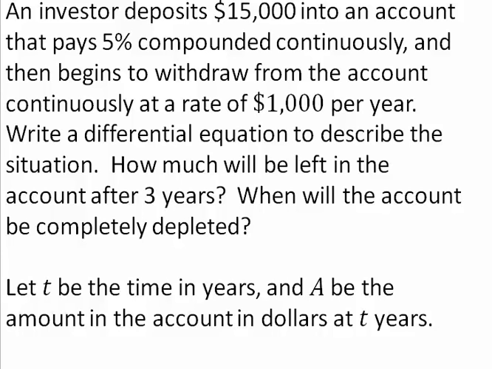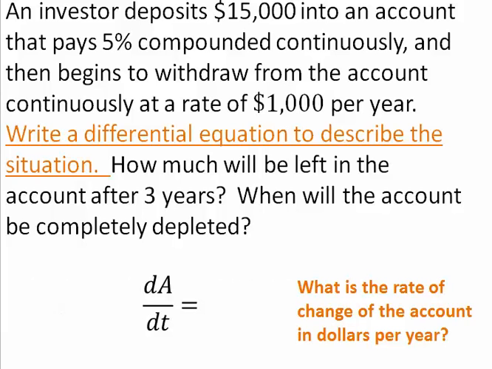Let t be the time in years. Let A be the amount in the account in dollars. We're looking for dA/dt, the rate of change of the account in dollars per year.